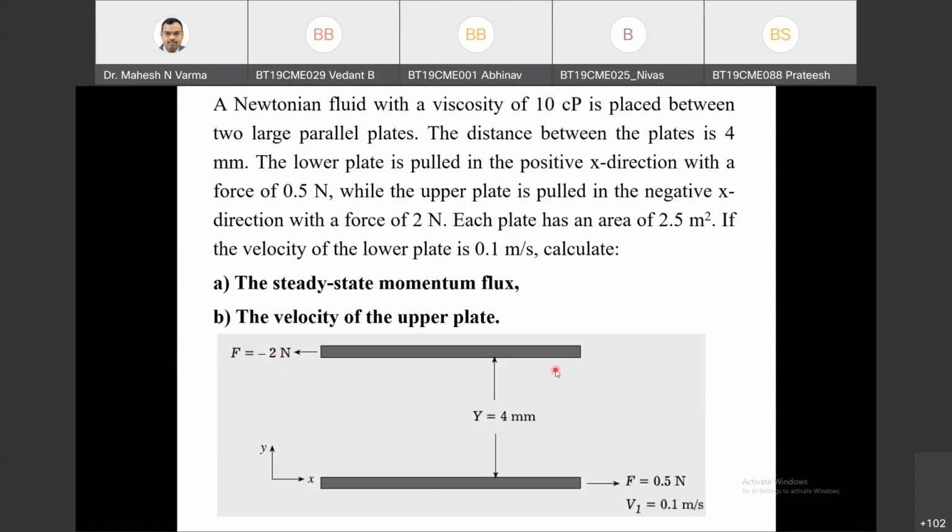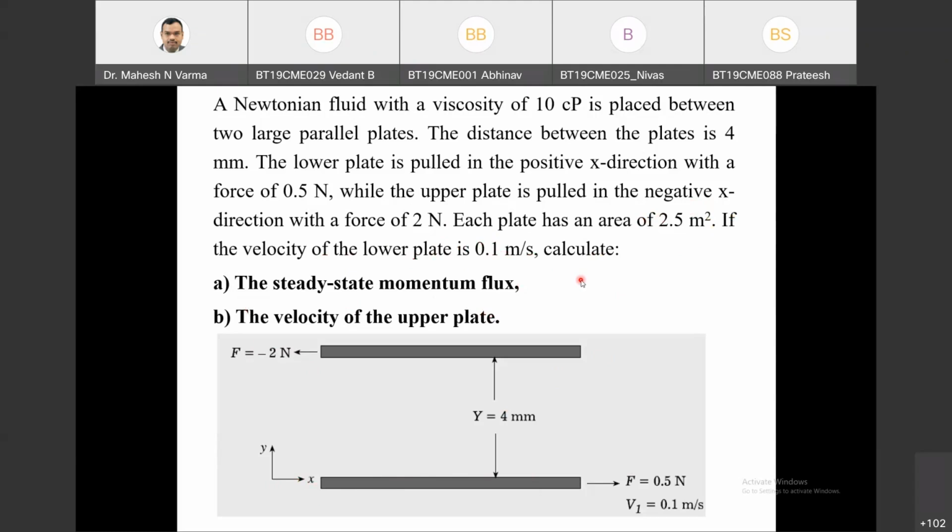Each plate has an area. This plate has an area x multiplied by z. This will be the area. Area equals 2.5 meter square. If the velocity of the lower plate is 0.1 meter per second, calculate the steady momentum flux.